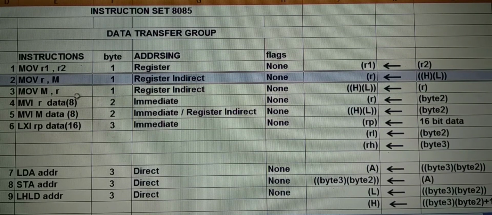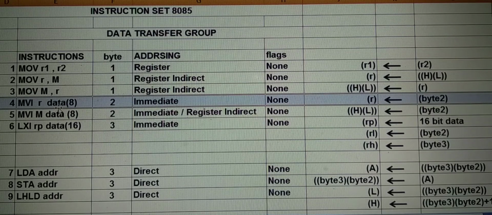Okay. Next, MOV M, R. The number from the register is transferred to memory. Again here the HL register pair gives the memory, therefore the addressing mode is register indirect. The number from the register is transferred to memory and the memory is given by the HL register pair.